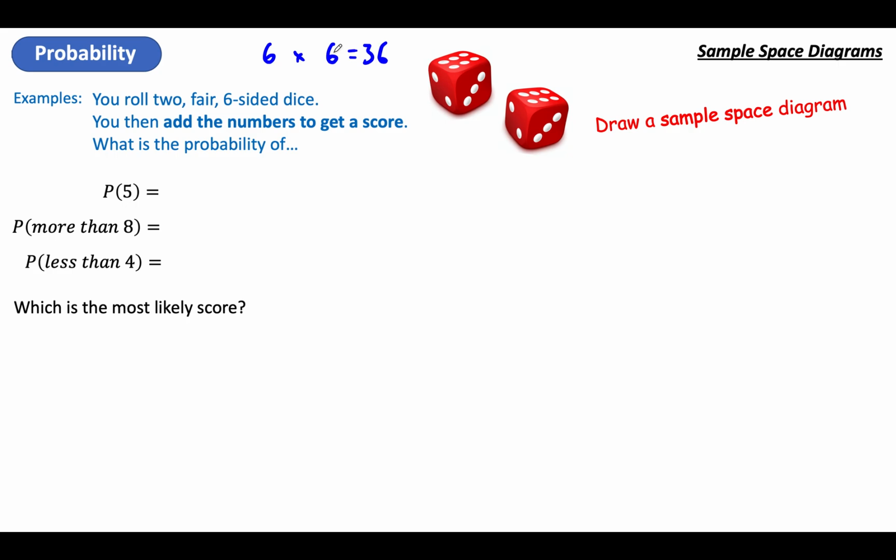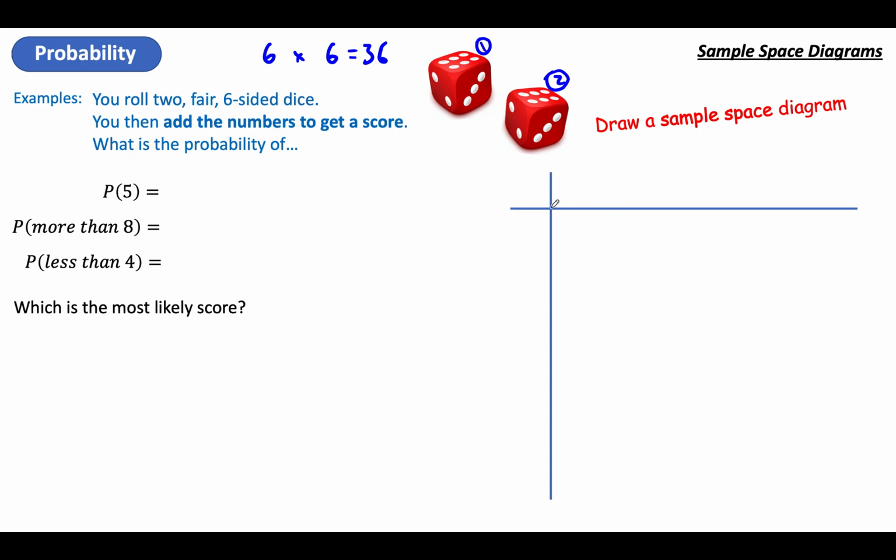Now this comes down to when you've got 2 events. What are my 2 events here? Well, the first event is rolling dice number 1, and the second event is rolling dice number 2. 2 events. Sample space diagrams are for 2 events. Okay? Not just 1, but 2.